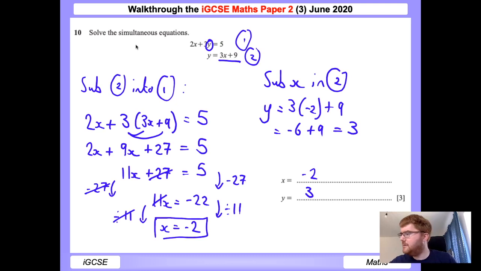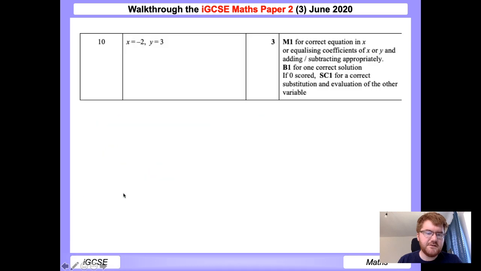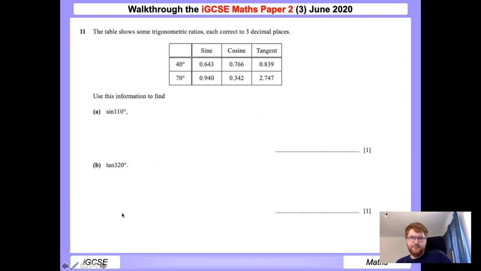This is a bit of a tricky one. Question 11. So trig, but not in the way that you expect. So the table here shows some trigonometric ratios, each correct to 3 decimal places. This is more of a fashion now in the last couple of years, where they're doing non-calculator trigonometry problems. And you use the information that's given to find sine 110 degrees and tan 320 degrees.